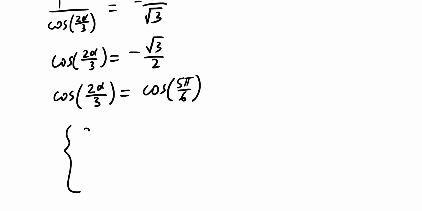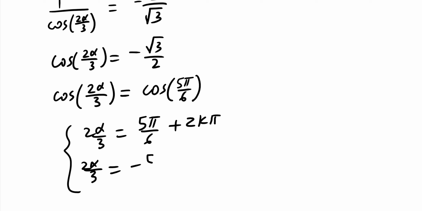Now we use the formula. 2 alpha over 3 equals 5 pi over 6 plus 2k pi, or 2 alpha over 3 is negative 5 pi over 6 plus 2k pi. Don't forget to state k is an integer.